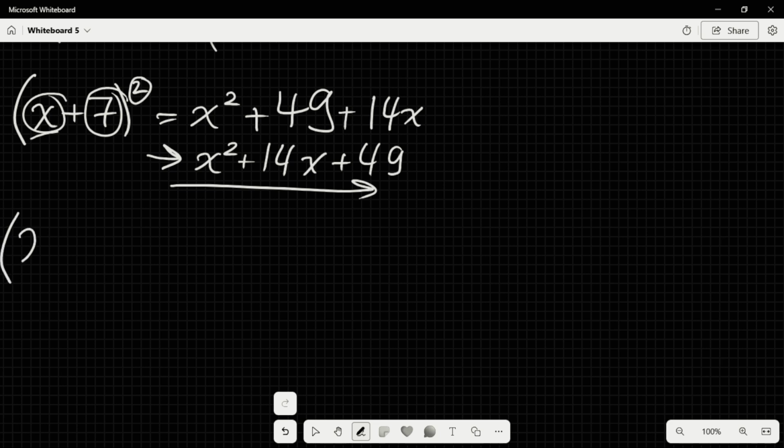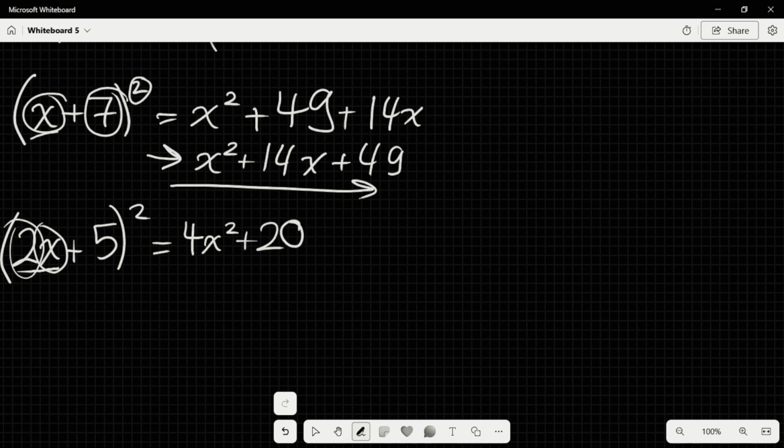Let's look at another one. Two x plus 5, all of it squared. So again, the first thing we're going to do is square the first term. And remember, 2 and x are both to be squared. So we have 4x squared. Then 2 times 2x times 5. This is going to be 20x. And then 5 squared is 25.